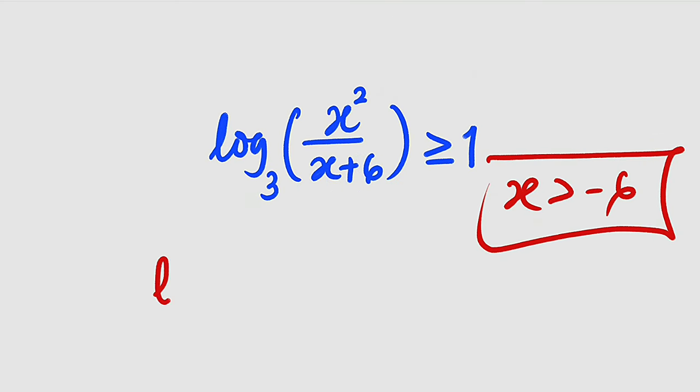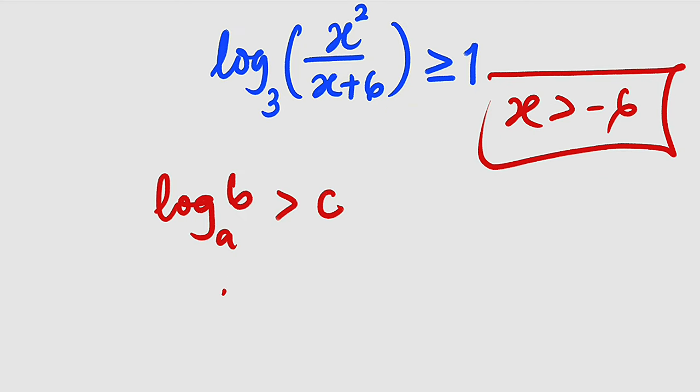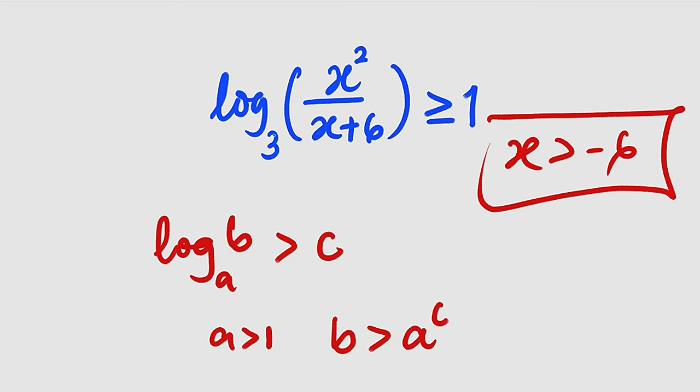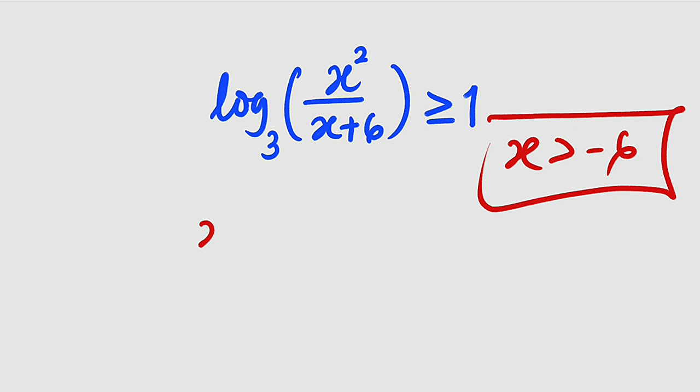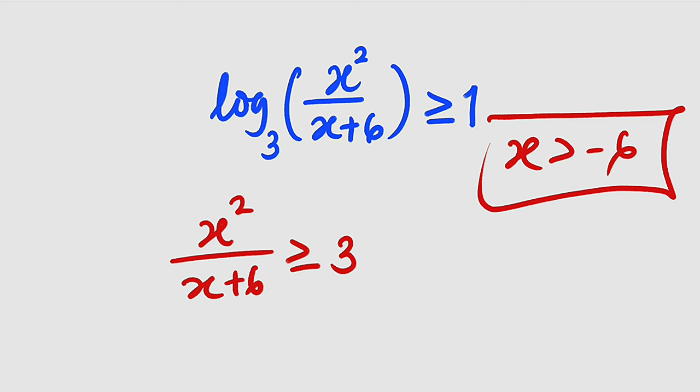You should remember that if you have log of b with the base of a, maybe if this is greater than c, if this a is greater than 1, then b must be greater than a to the power of c. So if you relate it to what we have here, you can see the base is greater than 1. Therefore, x squared divided by x plus 6 must be greater or equal to 3 to the power of 1. So we write it as x squared divided by x plus 6 greater or equal to 3 to the power of 1, which is still 3.